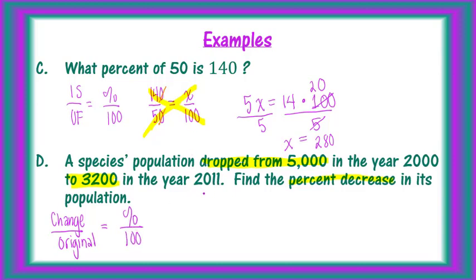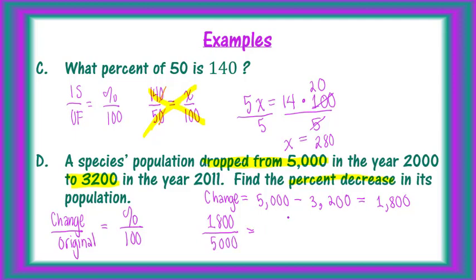So how do we determine what the change is? All we do is subtract change. So the change is found by taking the original, which is 5,000, and subtracting the new value, which is 3,200. So from this, we get 1,800. So change is 1,800, or 1,800 divided by the original, 5,000, equal to x divided by 100.